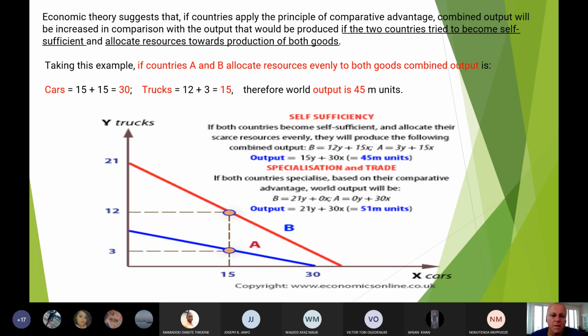Then the 21y plus 30x, which means 21 units of trucks plus 30 units of cars, or x, is going to make a 51 unit combination of these two products, which is higher than self-sufficiency. Therefore, specialization and trade relations increase the trade capacity and enlarge the market bilaterally, if we concentrate and consider these opportunity cost advantages for the recovery.